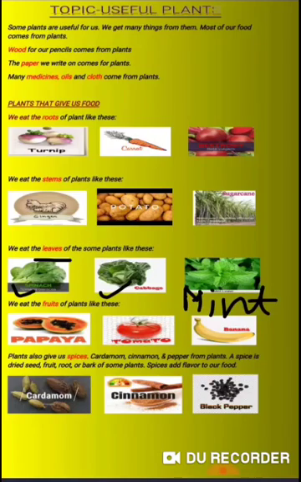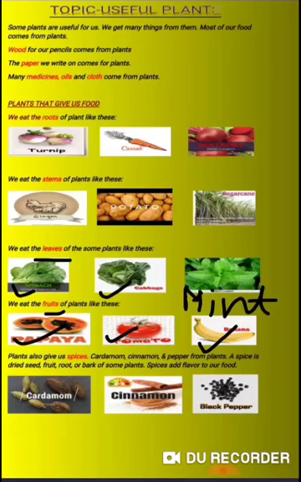Next is fruits of plants like this. What are fruits? Fruits are the sweet and fleshy product of a tree or other plant that contains seed and can be eaten as food. Here some fruits are given: papaya, tomato and banana. Okay, these are the fruits. We eat the fruits of plants like this.